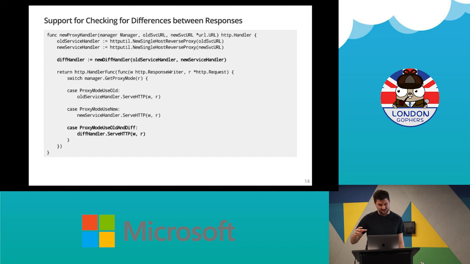And now let's look at how we would change the proxy handler construction. What we did, we have everything as before. We have the two URLs that we take in. We create the two proxy handlers, and then we create a new diffing handler, or the handler that checks for differences, and we pass in the two proxy handlers. And then our if statement turns into a switch statement where we call the appropriate handler based on the proxy mode that we got.